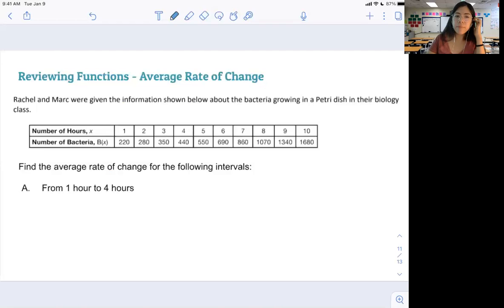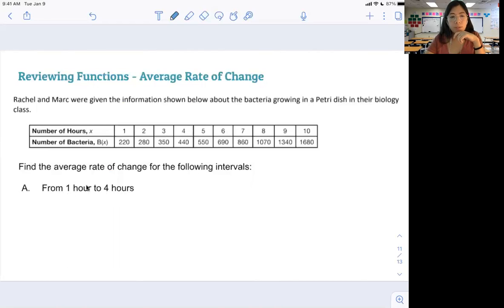Next up, we could have the same situation, but this time on a table. So let's take a look at this one. Rachel and Mark were given the information shown below about the bacteria growing in a petri dish in their biology class. Find the average rate of change for the following intervals. So we're just finding it from 1 hour to 4 hours. Now you're going to do the same exact thing. It's just that we have a table instead of a graph.